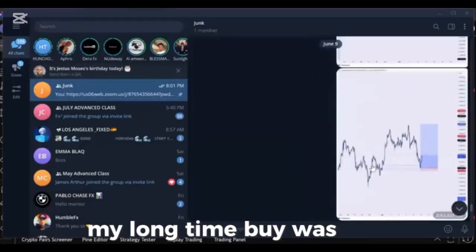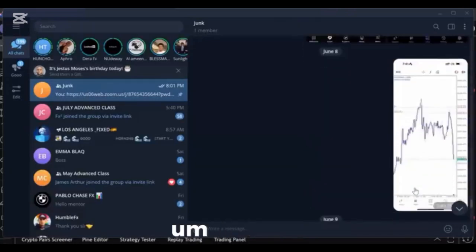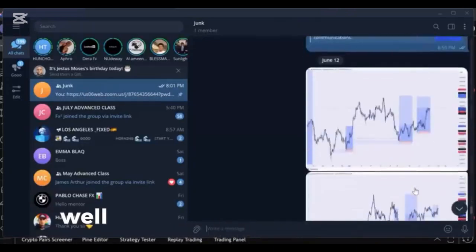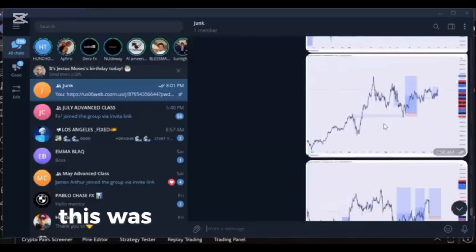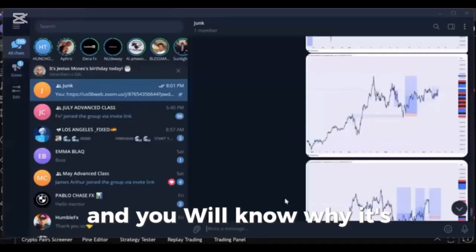My long-term buy was from this 4 hours breaker. Now pay attention, my long-term buy covered this entire zone, and you will know why it covered that zone.